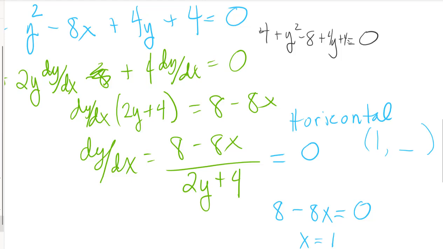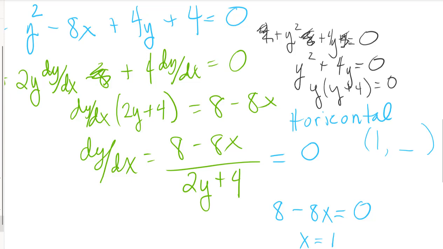So when I do that, 4 minus 8 gives me negative 4, plus 4 is just 0. So I'm left with y squared plus 4y equals 0. I'm going to have two answers because it's y squared, so I can factor. So I get y times (y plus 4). So my answers would be 0 and negative 4. So my horizontal tangent lines are at (1, 0) and (1, negative 4).